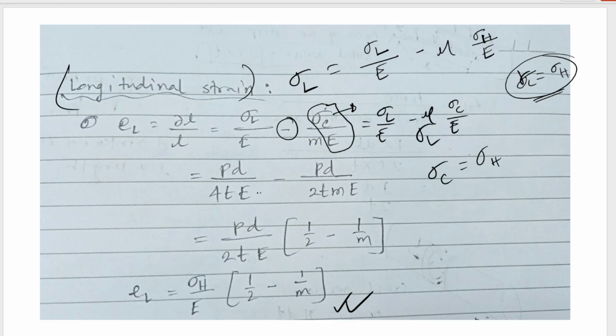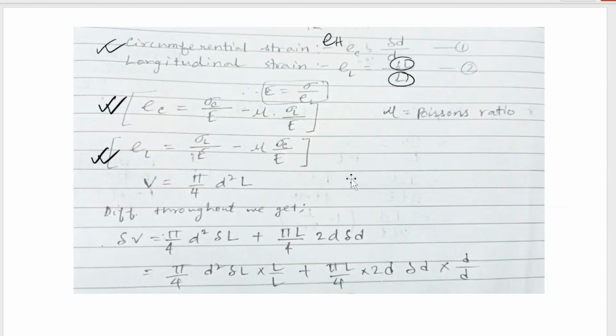So after that, you have nothing to do except substituting the values for sigma h and sigma t, and you will get it. You also need to remember that 1 by m is equal to mu. That is also Poisson's ratio, and it has no unit. After that, we will move forward to learn about the volumetric strain.